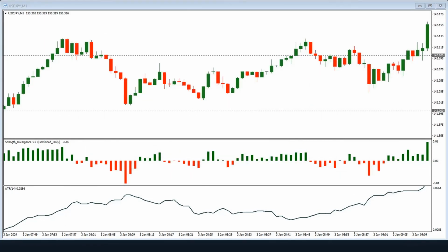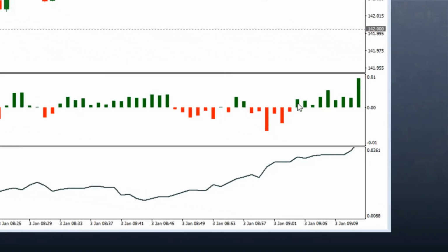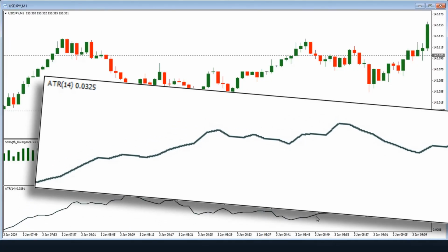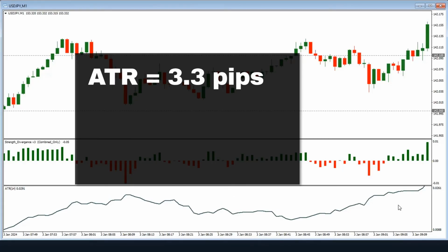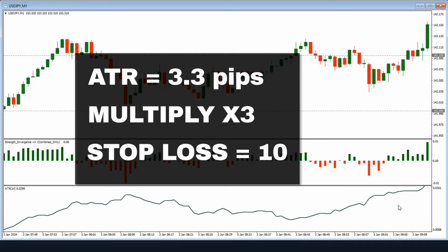Right. We start on a 1-minute chart and we wait for the indicator to change from red to green. This is going to be a buy trade example. Have the ATR indicator on the chart as well to help you decide the stop loss. In this case, the ATR is 3.3 pips, so we multiply that by 3 and we'll just call it 10 pips for ease of this example.